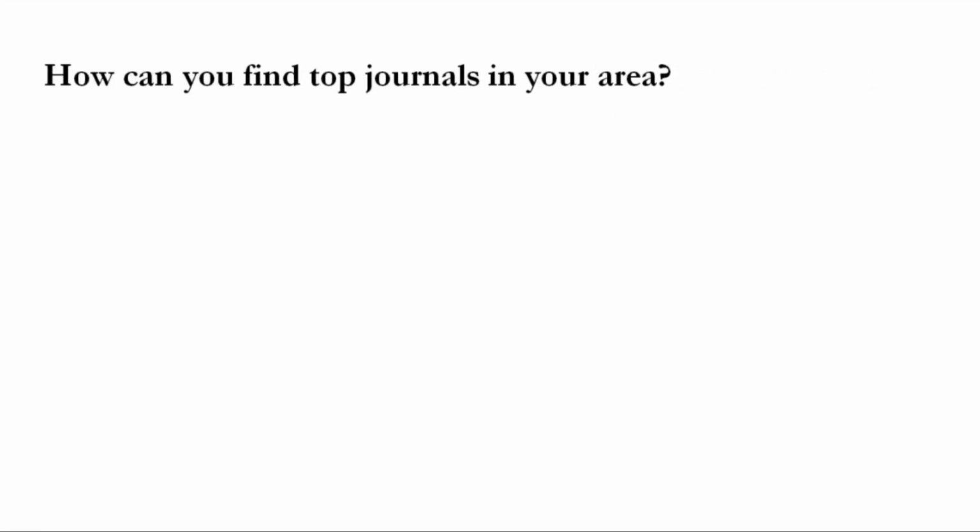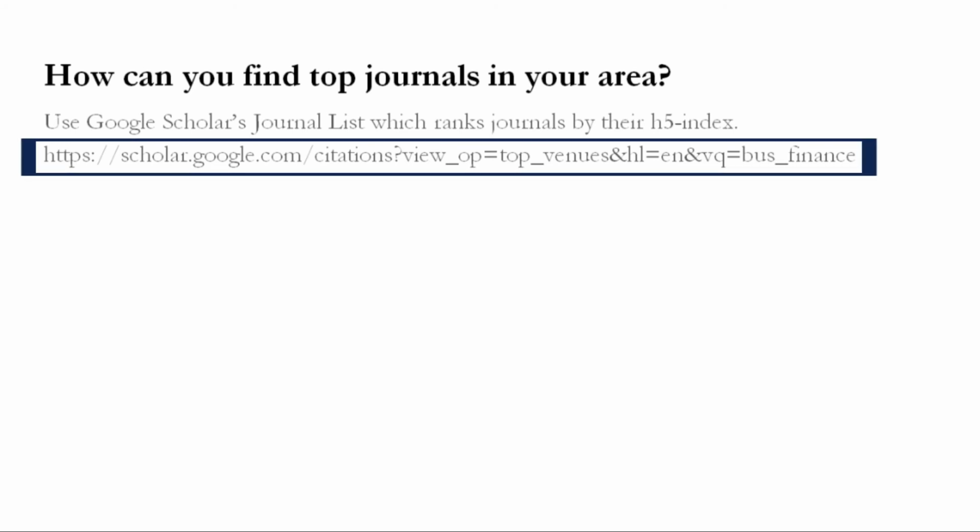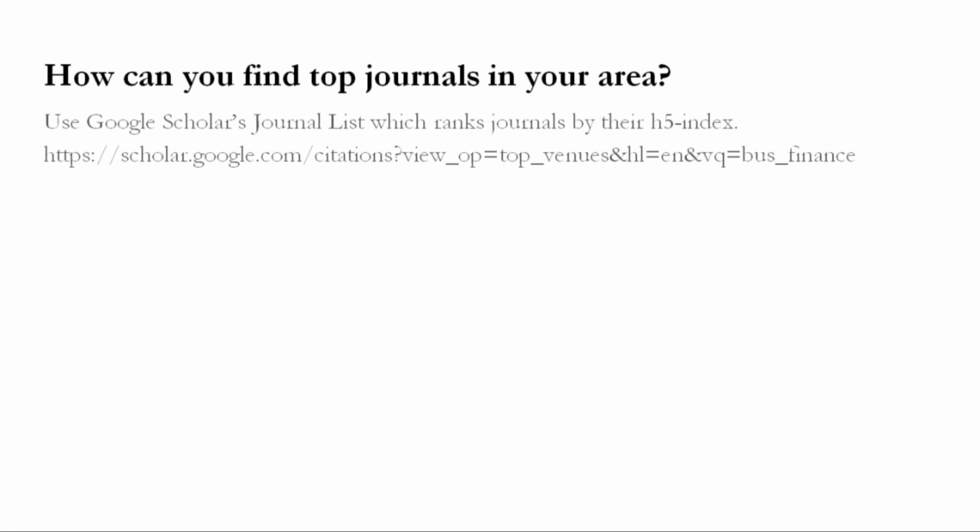How can you find top journals in your area? Let's say you're not in finance, or let's say you're in accounting, or marketing or something. Use Google Scholar's journal list, which ranks journals by their H5 index. And this is the link here. So just type this into your browser. And then it's currently selected to finance for me, but you can change it to another topic: accounting, marketing, environmental science, whatever is of interest to you.